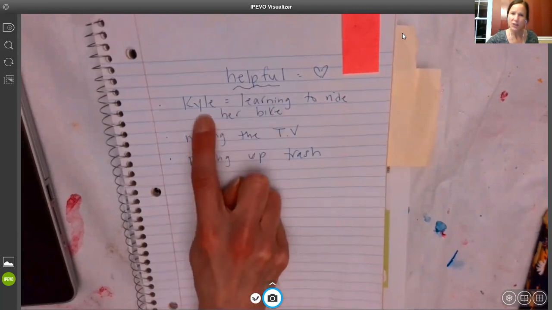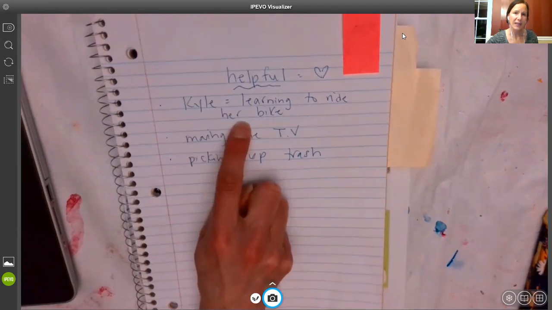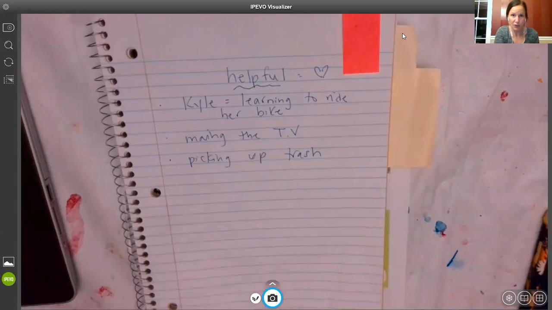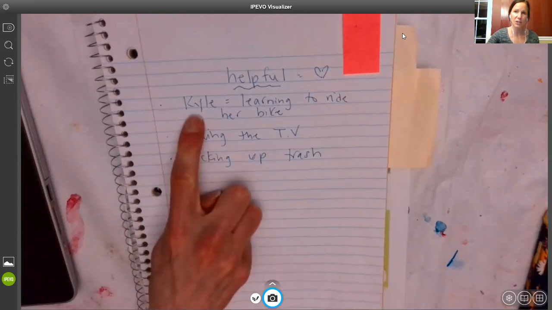For example, my daughter Kyle is learning to ride her bike. A time when I felt really helpful is when I'm helping her learn to ride her bike and I'm holding the back of the bike and chasing her down the street as she wiggles and wobbles and really tries to learn to ride her bike without training wheels.